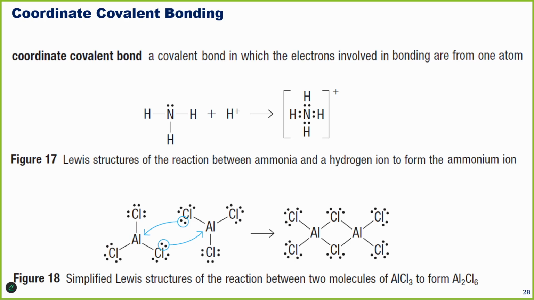A loose structure of AlCl3 reveals that the aluminum atom does not have an octet of valence electrons. Both sets of electrons involved in the coordinate covalent bonds come from the chlorine atoms. This concept is shown here in figure 18. As shown in figure 17 and figure 18, these are examples of coordinate covalent bonding. I hope you can understand that now.